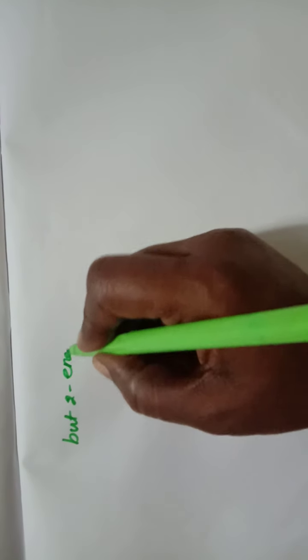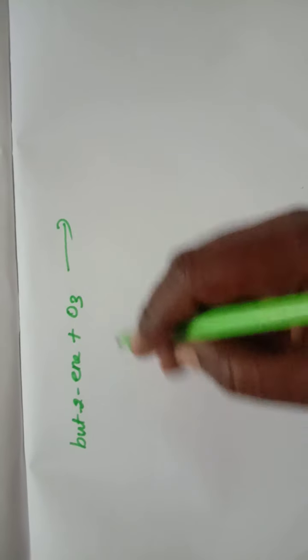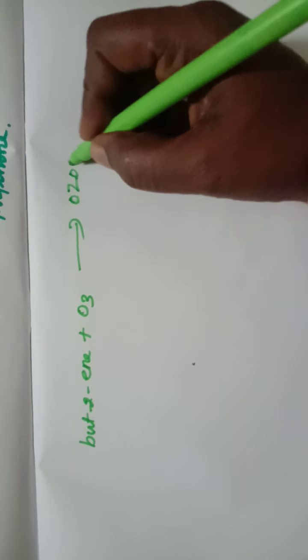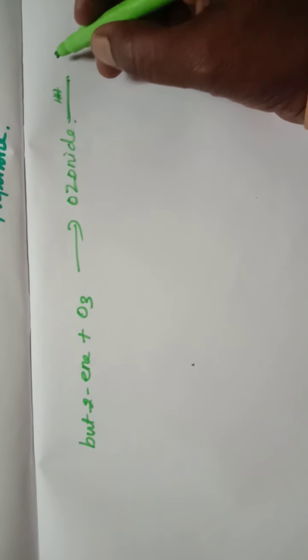Next method of preparation is from alkene. When alkene undergoes ozonolysis followed by hydrolysis, it gives aldehydes or ketones. For example, butene. When this butene is reacted with ozone, it forms an ozonide, and hydrolysis followed by this gives aldehyde or ketone.